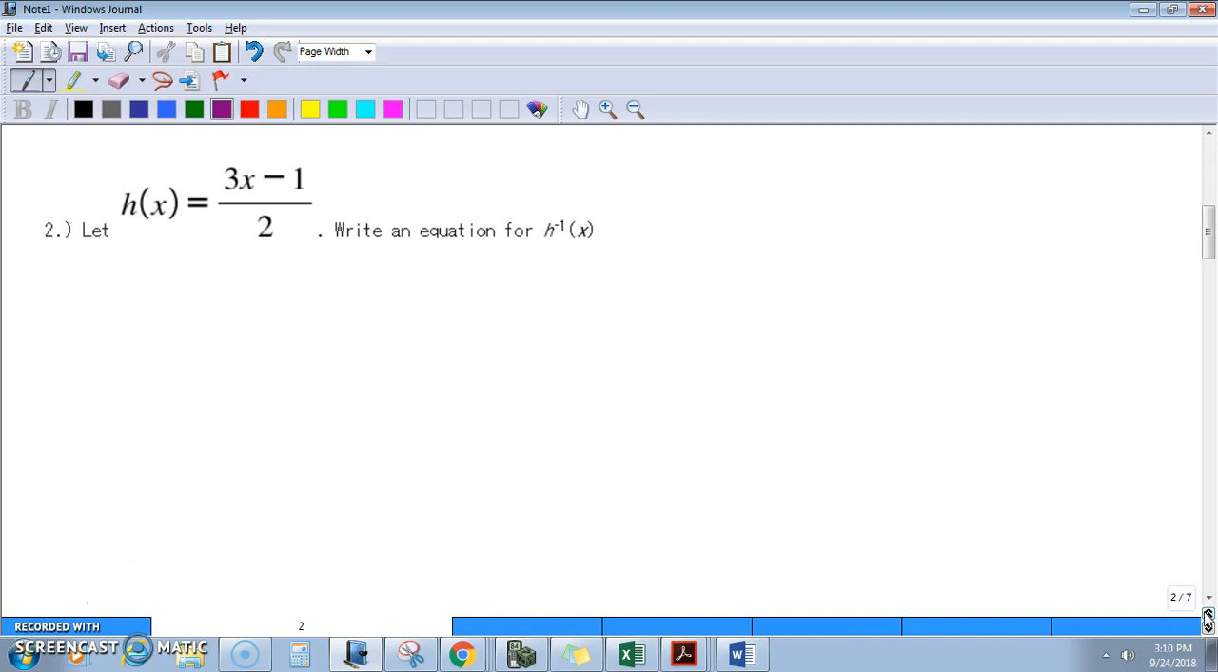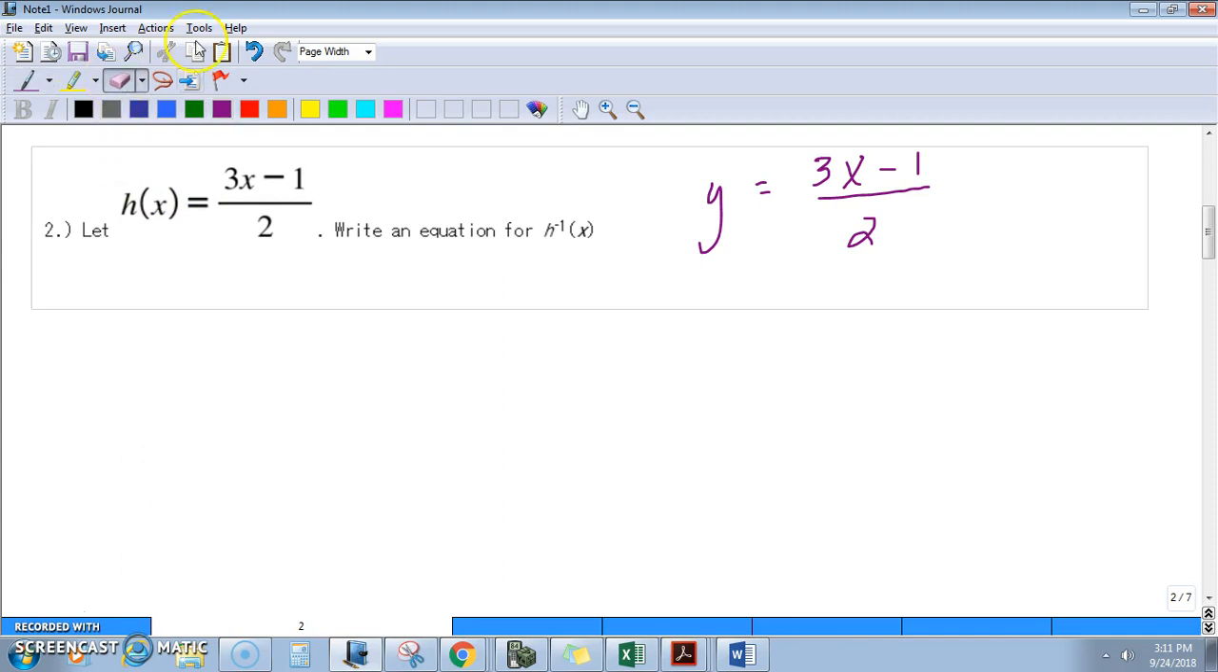All right, question number 2, write an equation. Oh, so it's the same thing. So we're just going to follow the same steps. We're going to make it y instead, and 3x minus 1 over 2, but we're going to switch the x and the y. And then we're going to solve for y. Although I guess you could solve for x, and that would also be the inverse. You can skip this step, but we don't like to do that.